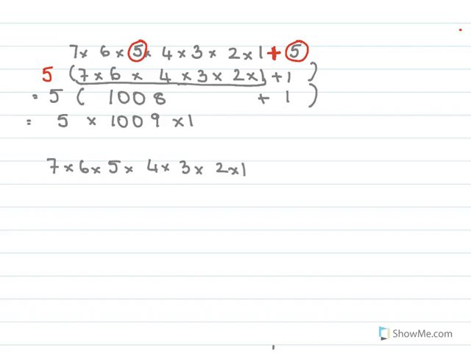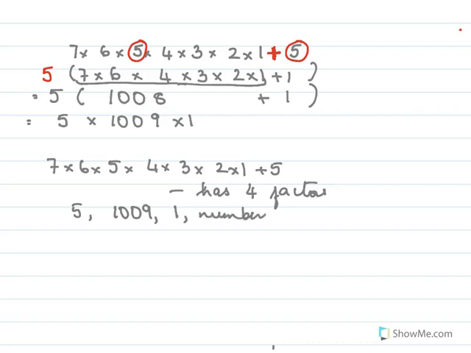So the number 7 into 6 into 5 into 4 into 3 into 2 into 1 plus 1 has 4 factors. It has got 5 as one factor, 1009 as one factor, 1 and the number. We're not going to multiply and find out, but the number itself also is a factor. It has got 4 factors. Therefore, it is composite. If there were only 2 factors, it would be prime.